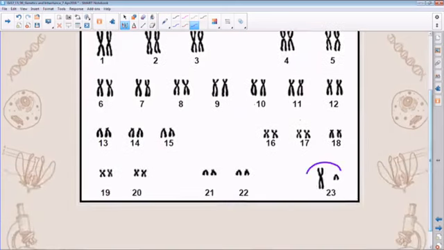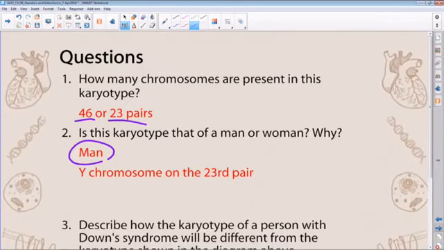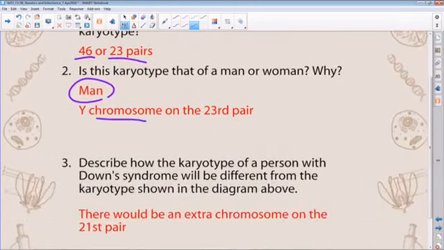Do these look the same? No. One's an X and one's a Y. The X chromosome is much bigger than the Y chromosome. Okay. Next, there it is. It's a Y chromosome on the 23rd pair.